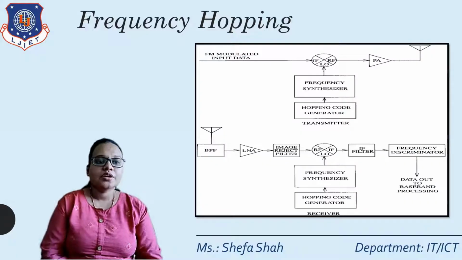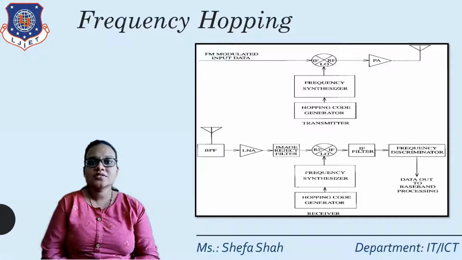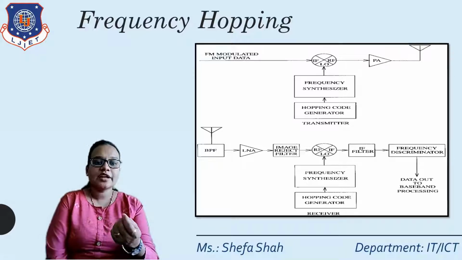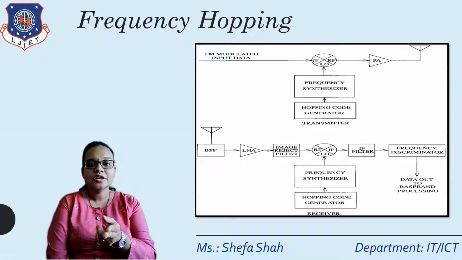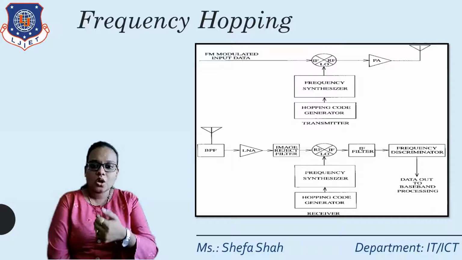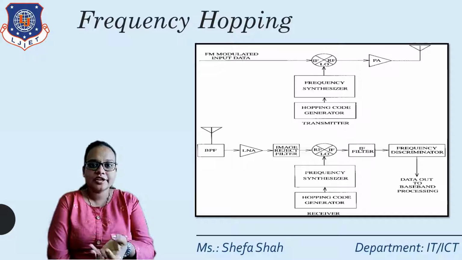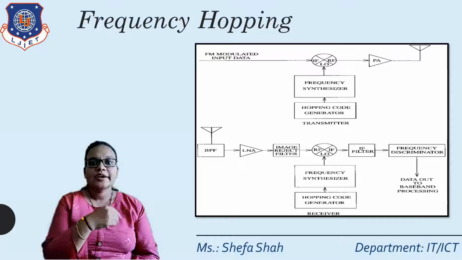Now, here you can see the figure of the transmitter and receiver for frequency hopping. So in frequency hopping, we are using FSK modulation. Here FM modulated data is given as input to the mixer, and the mixer converts it into an intermediate frequency by combining with the local oscillator, right? And then this frequency is generated, which is a radio frequency, is power amplified and is transmitted with the help of the transmitting antenna.